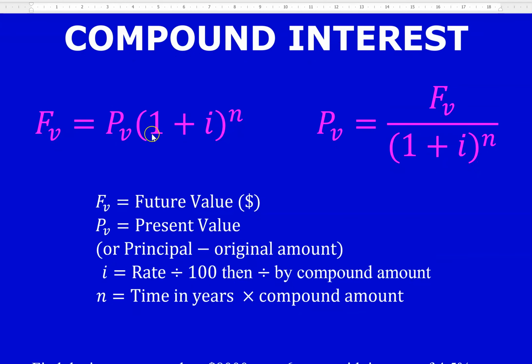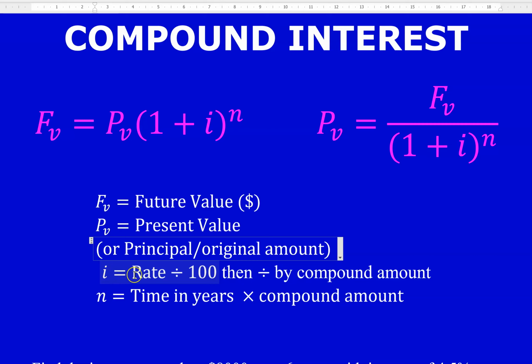So compound interest, these are the formulas that we're going to use. FV stands for your future value, so what you have in the future. PV is the present amount, so what you invest now. That's what we had when we did simple interest. It was like your principal or your original amount.